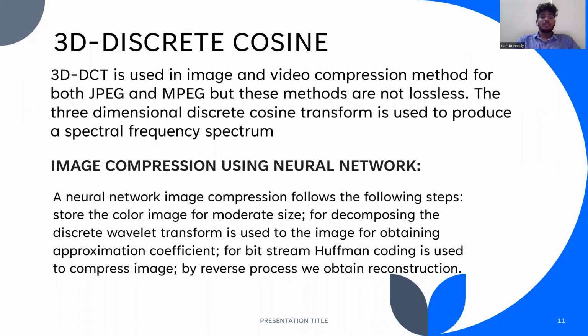Image compression using neural network. A neural network image compression follows these steps. Store the color image of moderate size. For decomposing, the discrete wavelet transform is applied to the image to obtain approximate coefficients. For the bitstream, Huffman coding is used to compress the image. By the reverse process, we obtain the reconstruction.